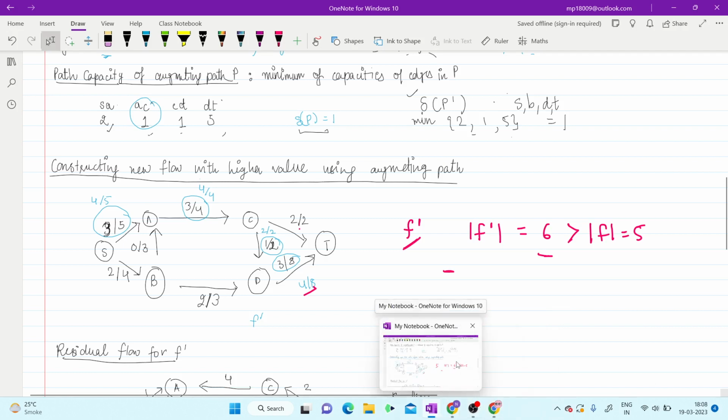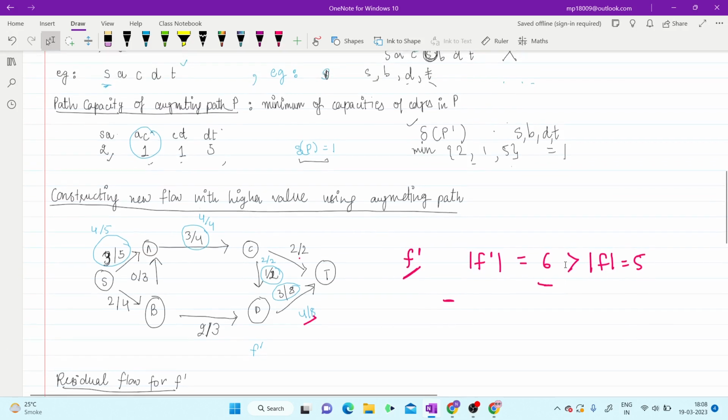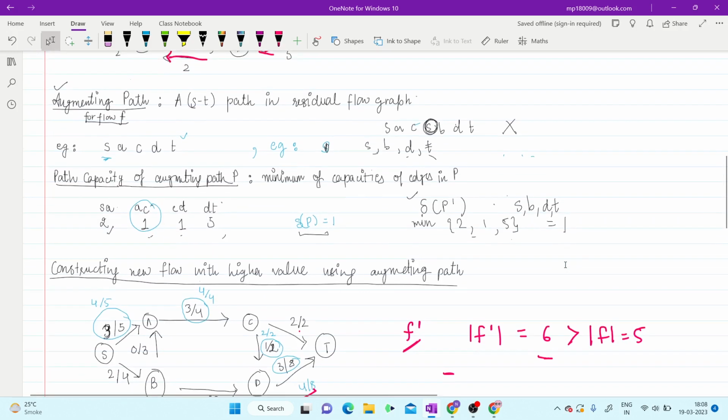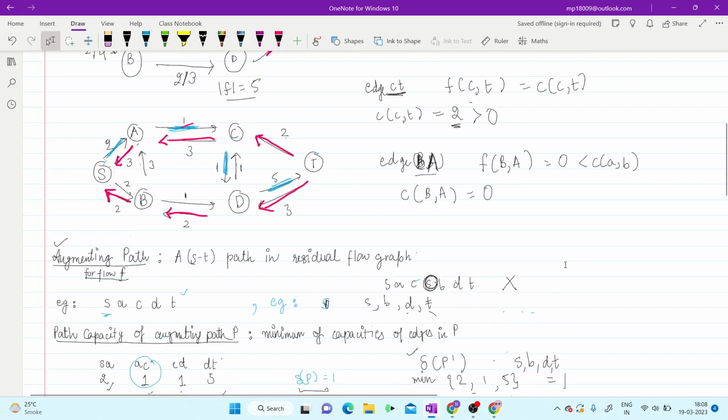Yes, ma'am, one doubt, ma'am. Yes, your doubt. Whether the augmenting path should have both the forward edges and backward edges. So an augmenting path is basically any path from S to T. It is not necessary that all the edges should be forward or all the edges should be backward. All edges are allowed, but we should not repeat any vertex. We are just looking for a path.